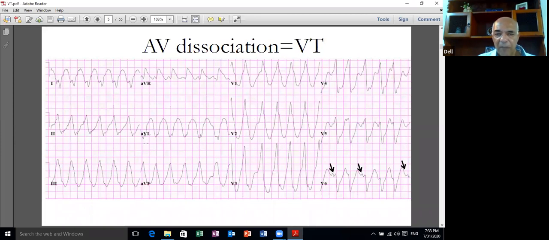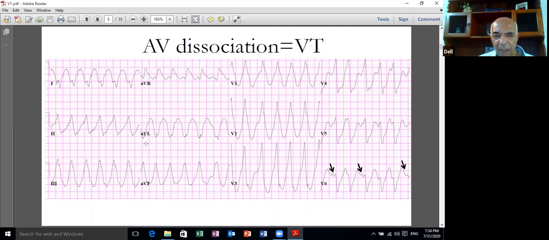To look for AV dissociation, the classic teaching is to look at lead 2 and V1. But over the years, I found that if you look at the lead with the narrowest QRS complex, you will get the widest ST segment. If you compare the ST segments of the subsequent beats, a sharp deflection must be a P wave. So that's the easiest way.